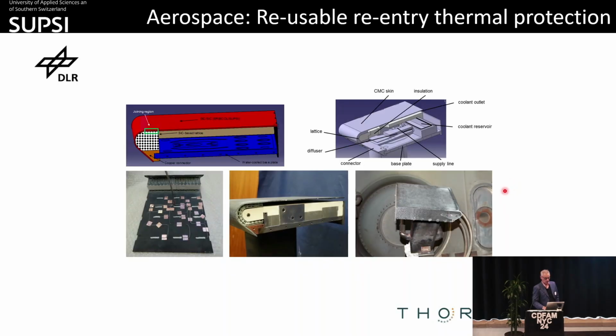You see here the setup before testing. You see here the sandwich structure. This is a CMC. It's a ceramic matrix composite, able to withstand high temperatures. You see our structure inside here, and you see the sample after the test. It survived something like 20 tests, 20 re-entry tests, and you see some oxidation here, of course.